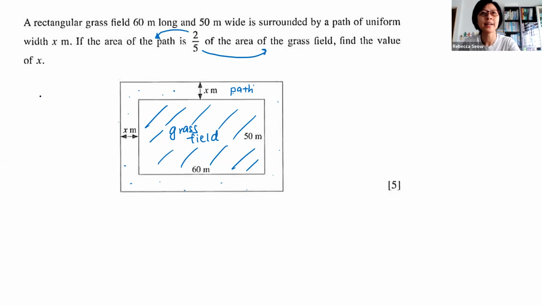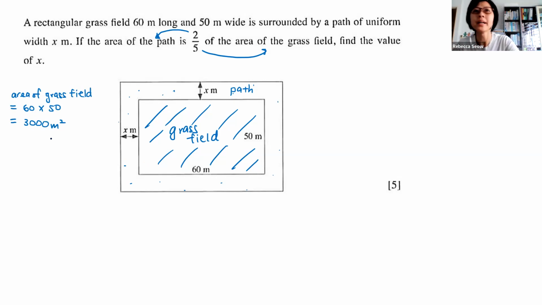How can we find the value of x? Perhaps let's see what we already know. What we can find out from here is really the area of the grass field. So let me just write down area of grass field equals to length times breadth. So 60 multiplied by 50, that will give you 3,000 meters square. Now, what else can we gather from here?